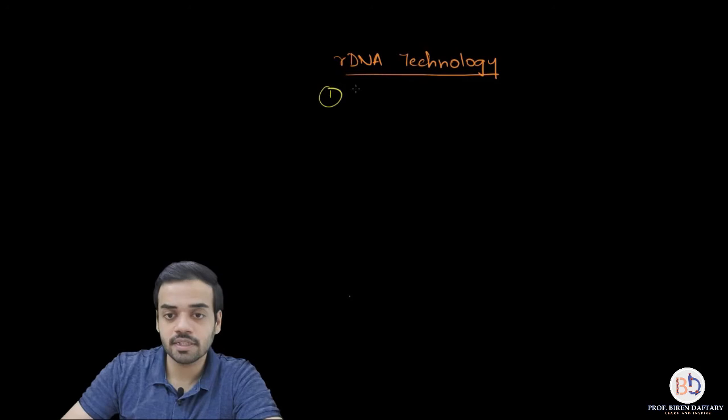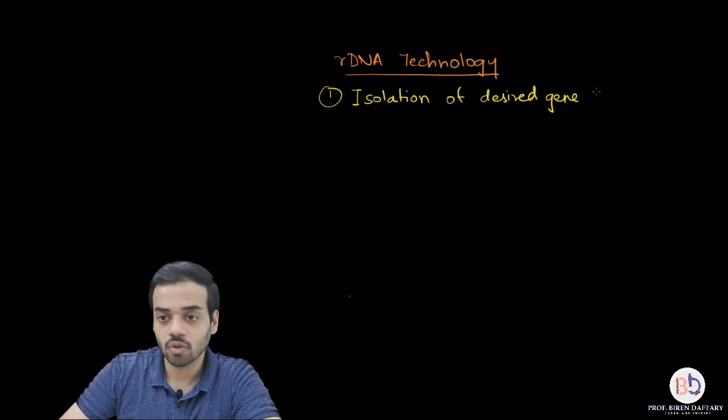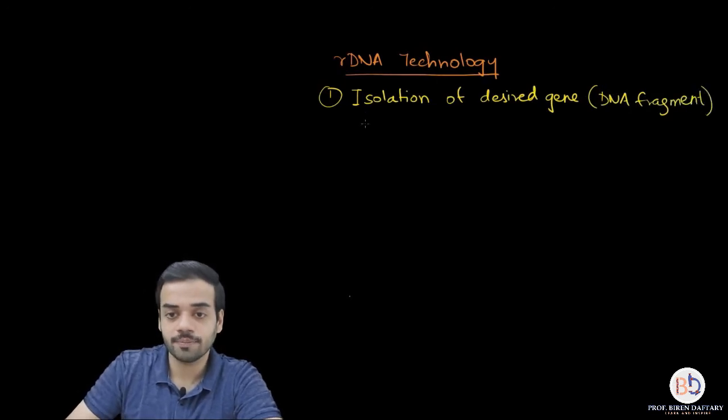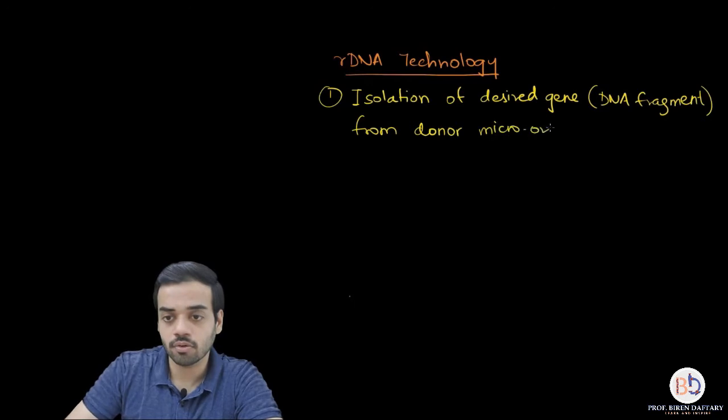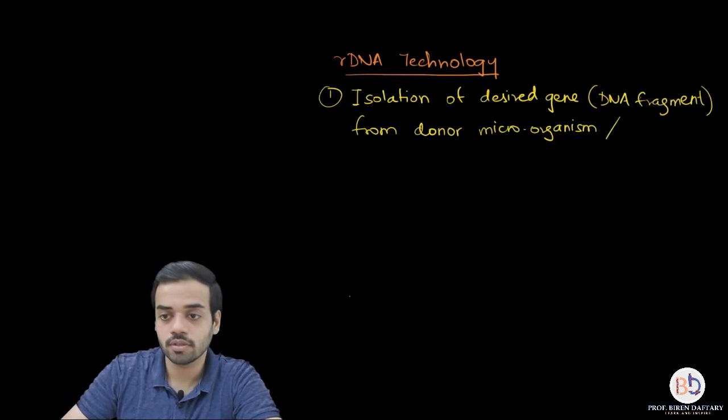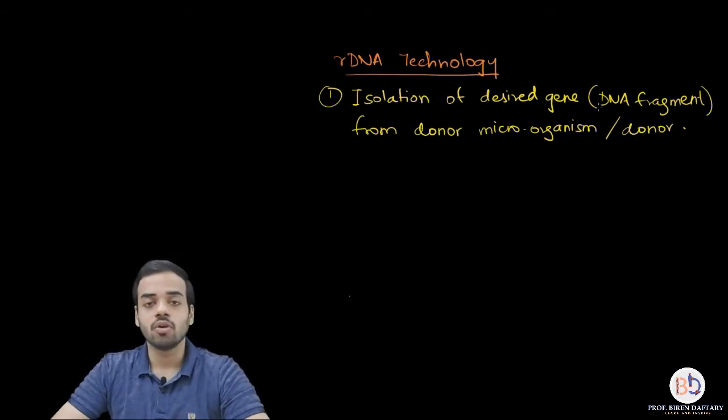The first step is isolation of desired gene, or I can write in brackets over here, DNA fragment, from donor microorganism or from the donor. Okay, same thing. Now what is the first step?